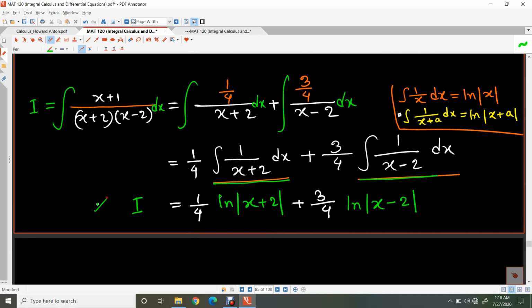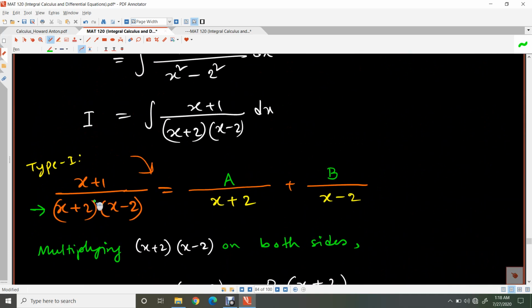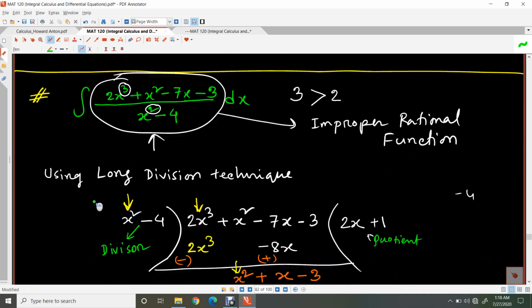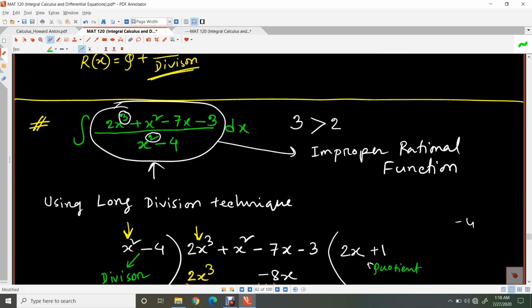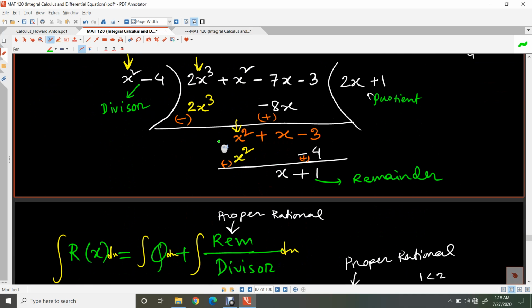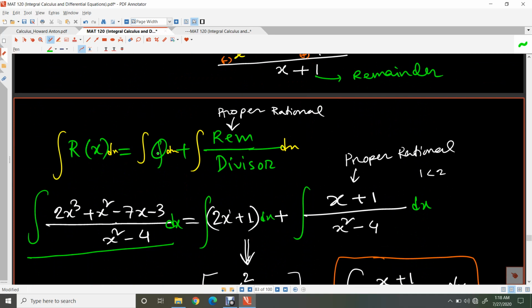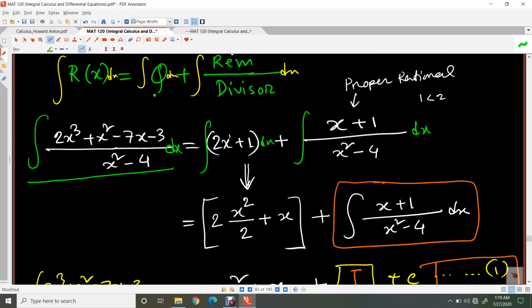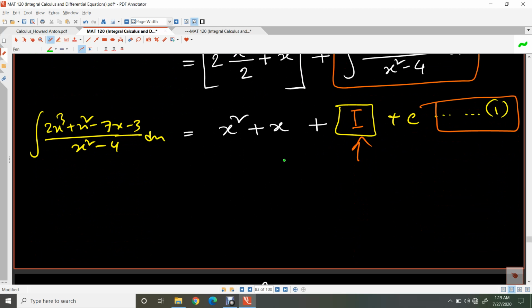So this is done. Let's come back to our main question. We have actually the integration of this improper rational function, and we have applied the long division technique. Then the improper rational is equal to quotient plus remainder by divisor. Then we have integrated over the quotient and this proper rational part. So finally we have generated an equation that is equal to the integral of the main function. So we are going to write this one. That means here we have x squared plus x plus I plus c. We just need to input I.